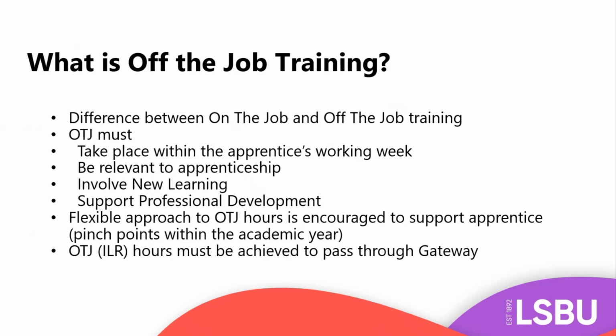Off-the-job training must take place every month of an apprenticeship, but it might scale back significantly in the summer months. Also, in order to pass through Gateway, an apprentice must reach their off-the-job target. ILR targets must be achieved in order to pass through Gateway.